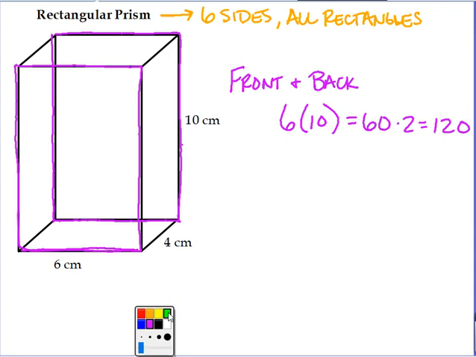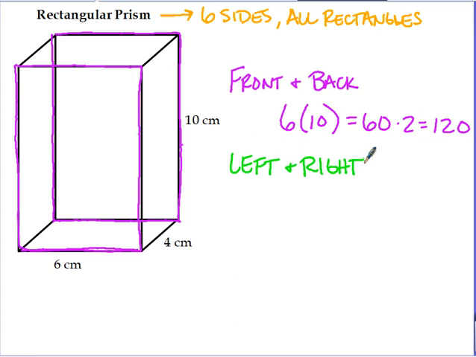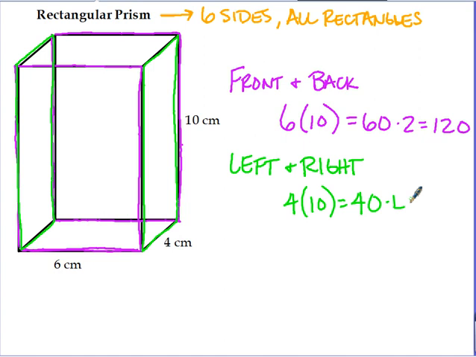Now the next two I'll look at will be the left and right. So again, I'll outline them in green. There's my left side, and here's my right side. So if I look at those 2 rectangles, I can see the length is going to be 4 by 10. Okay, so 4 times 10 gives me 40. And again, I'm going to multiply that by 2. 1 for the front, 1 for the back. And that gives me 80.